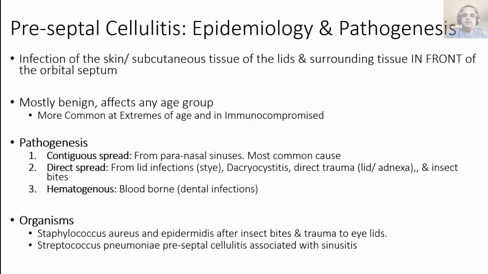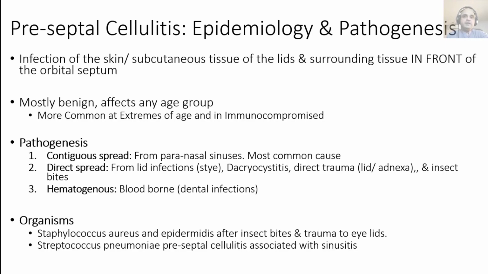There are three ways in which the infection can get to these tissues. One, and the most common, is contiguous spread. What happens is you have an infection in your paranasal sinuses that spreads onto your pre-septal tissue. And this is the most common way that you get a pre-septal cellulitis.